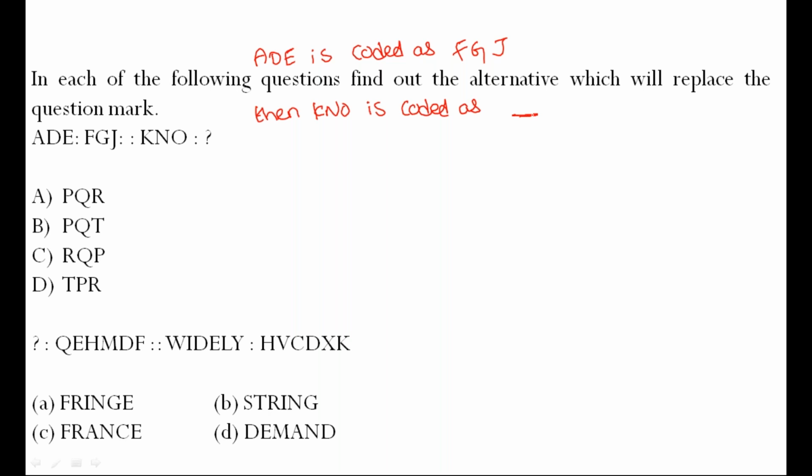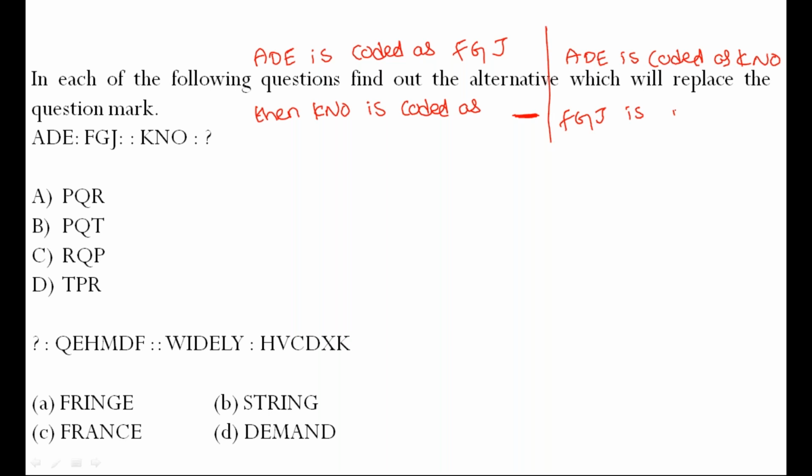This is like coding and decoding only. Or else I can write the question like ADE is coded as KNO, then FGJ is coded as what?